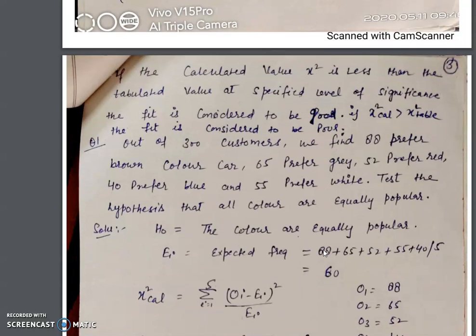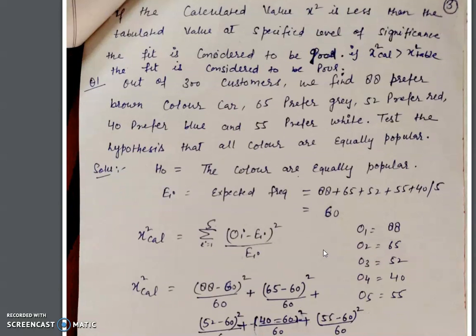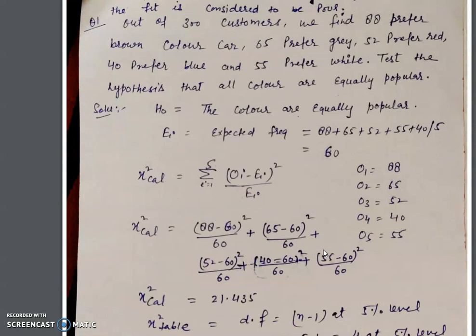Now, here is one numerical based on this chi-square test. Out of 300 customers, we find 88 prefer brown color car, 65 prefer grey color, 52 prefer red color, 40 prefer blue, and 55 prefer white color. Test the hypothesis that all colors are equally popular.